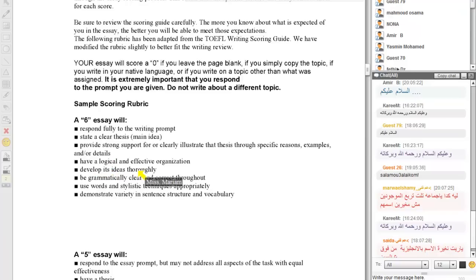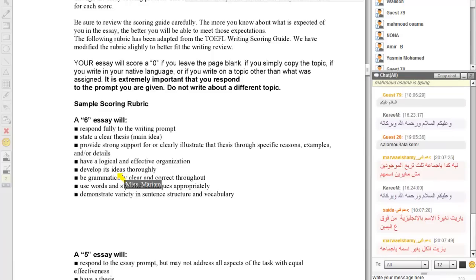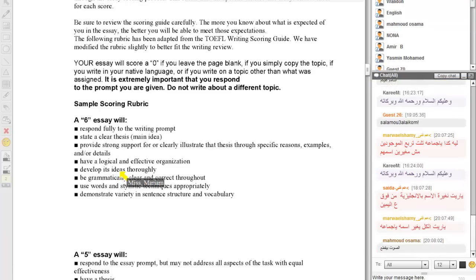Also, develop your ideas thoroughly. Your ideas should be developed. They shouldn't be separate, like you are not just pointing out 1, 2, 3, 4, 5. You have to say this leads to this event, which leads to another event, or that event was a result of this event, and so on. So you have to make sure that you develop your ideas throughout your essay.